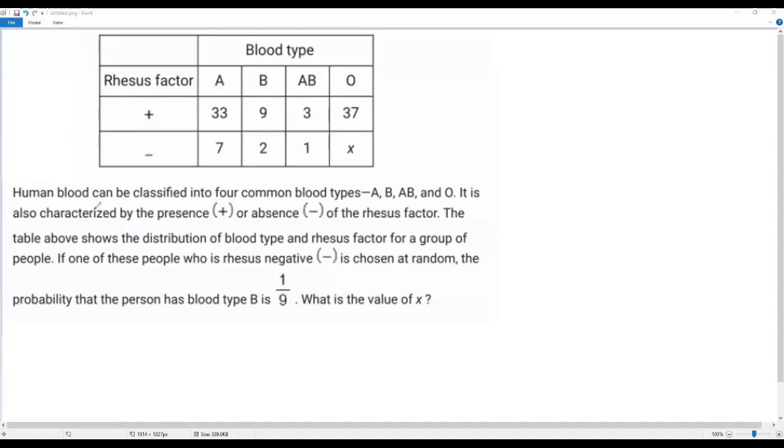If one of these people who is rhesus negative is chosen at random, the probability that the person has blood type B is 1 over 9. What is the value of X? Using the given information, I have to find the value of X in the table over here.